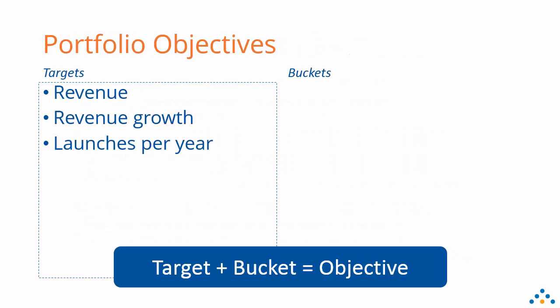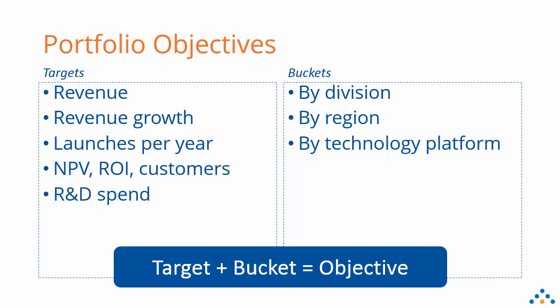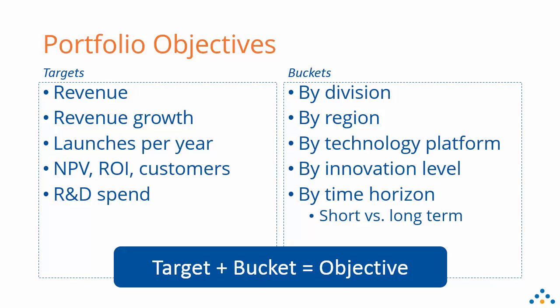So, what is an objective? An objective is a combination of a target and a context for that target, which we often call a bucket. You can have revenue targets or revenue growth targets or R&D spend targets. Buckets give these targets context. Grow revenue in a specific division or for a certain technology platform or in the medium term.